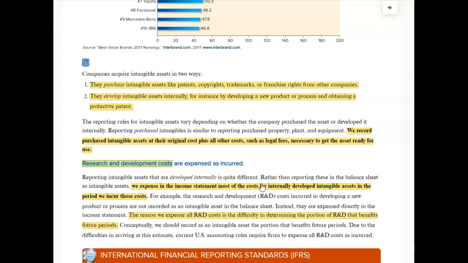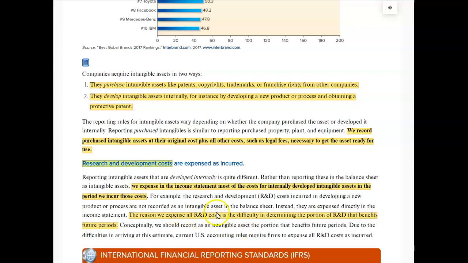Now, when we incur our own research and development cost, we might be developing a new product or whatever. We might patent that product. But what we do, we go ahead and expense the R&D cost, research and development cost. That's because sometimes it's awful hard to identify certain R&D costs for certain items that we invented. Also, sometimes it's hard to tell how much of the R&D cost would benefit future periods.